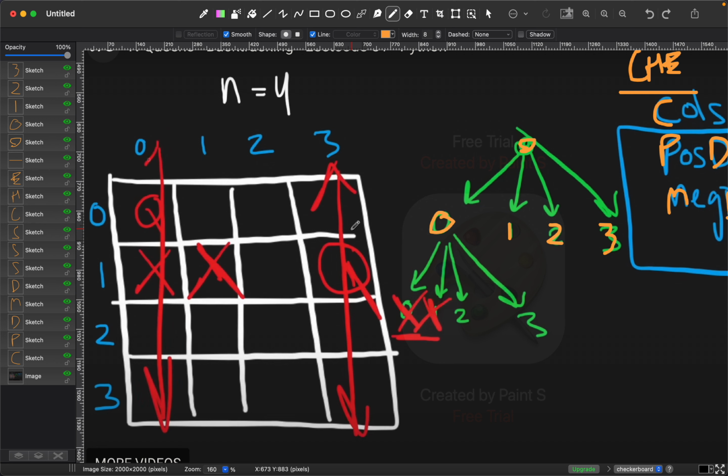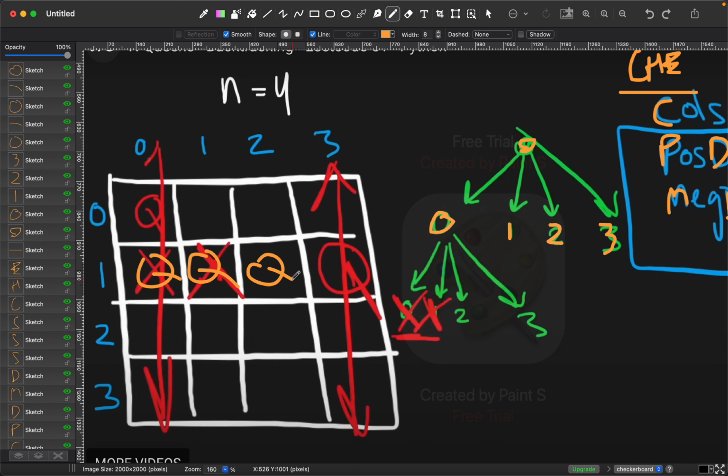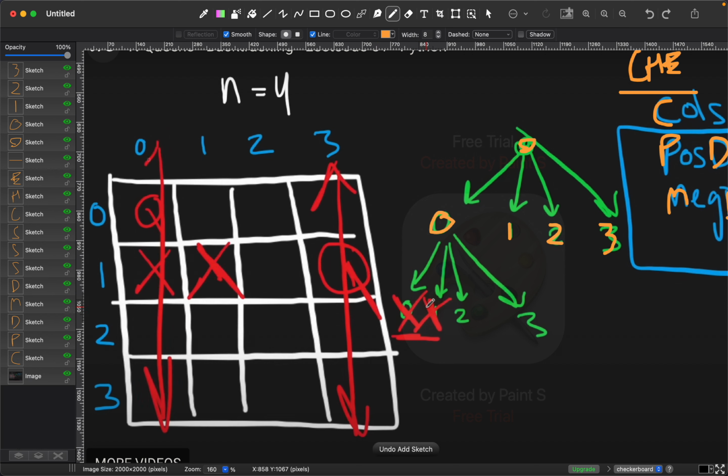Now, given the first position where the queen can be placed, the next queen can be placed over here, over here, over here, or over here, right? So therefore, whatever you see over here is that under the next row, it's going to place under 0, 1, 2 and 3.